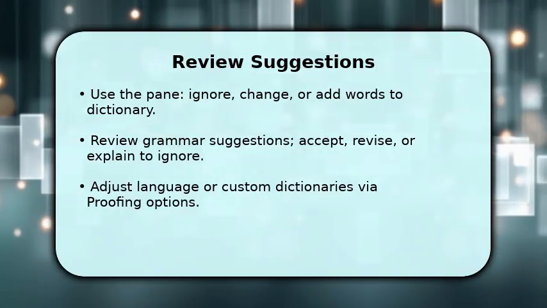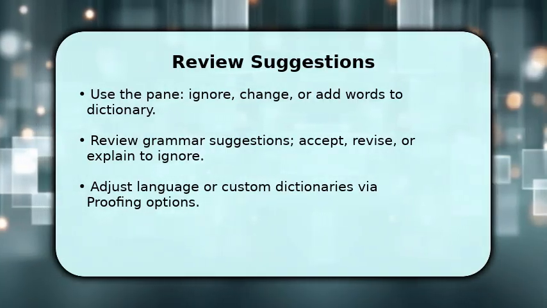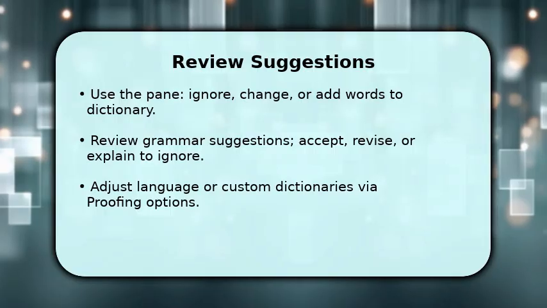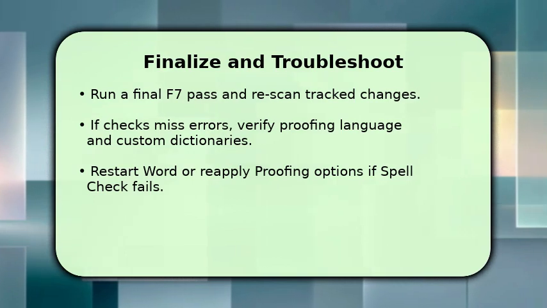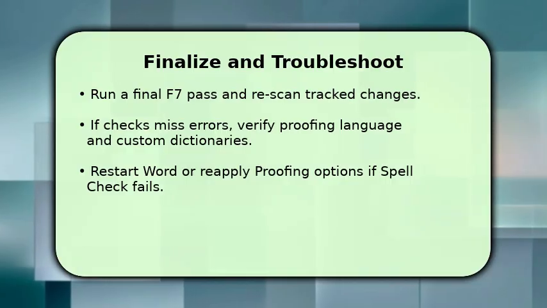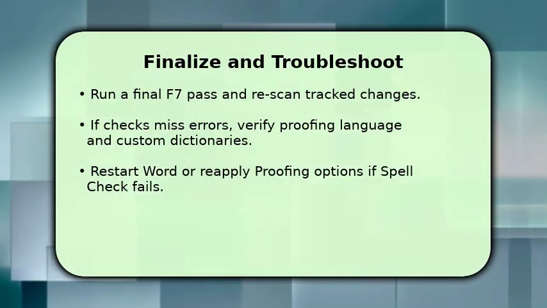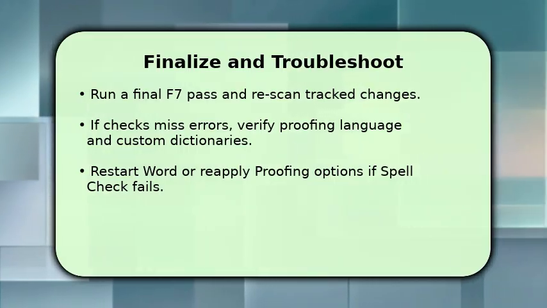Make sure to check language settings and custom dictionaries in proofing if suggestions don't match your intended dialect or specialized vocabulary. To finish, run a final F7 check and review any track changes or comments that might hide errors. If Word misses issues, verify the proofing language for the document and ensure custom dictionaries include or exclude relevant terms.